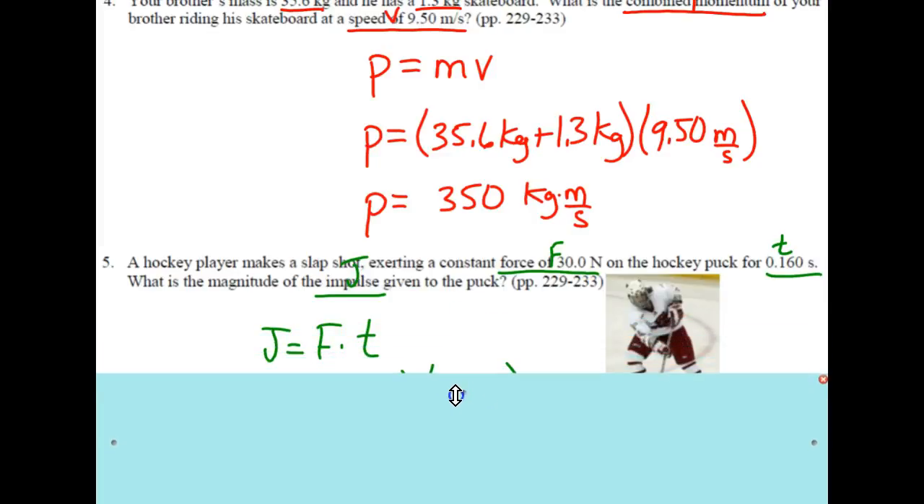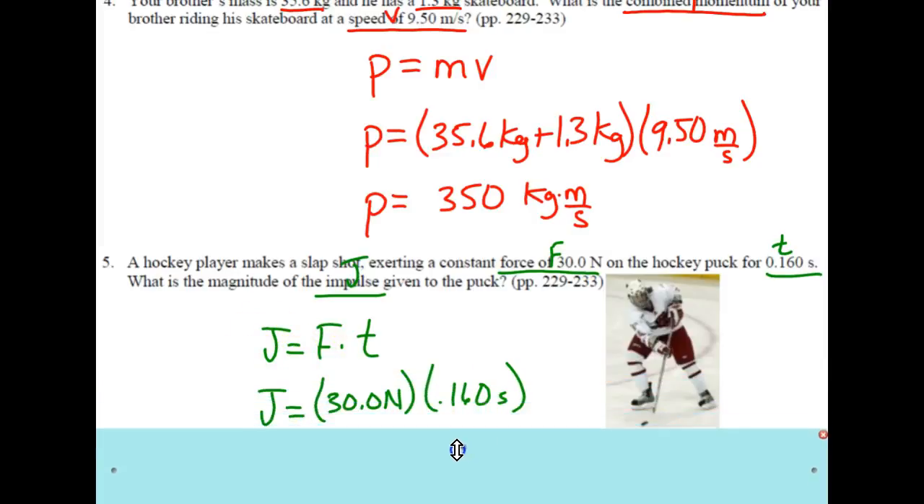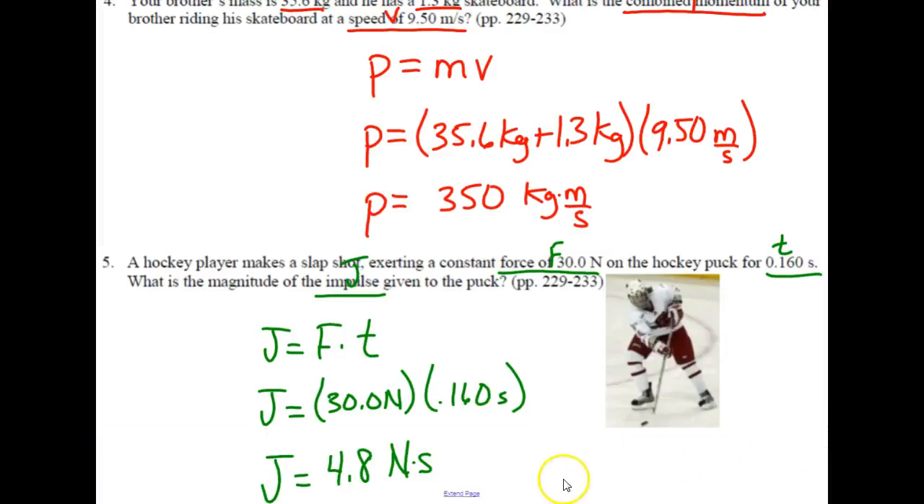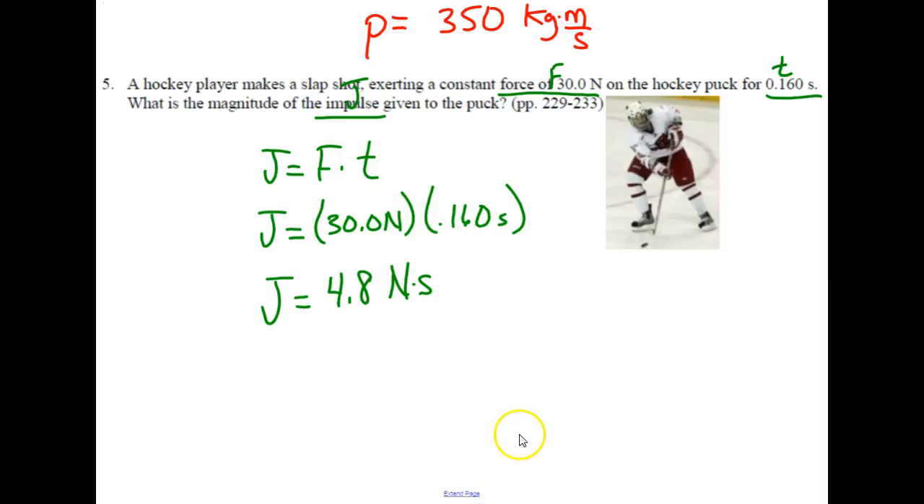Right off your reference table, the formula for impulse, capital J, equals F times t. Substituting, we have 30 newtons times 0.160 seconds. And this gives us an answer of 4.8. Units of force are newtons times time, which is seconds, so newton seconds. Note that's a newton second and not a newton per second.